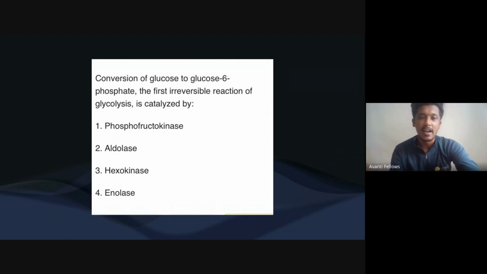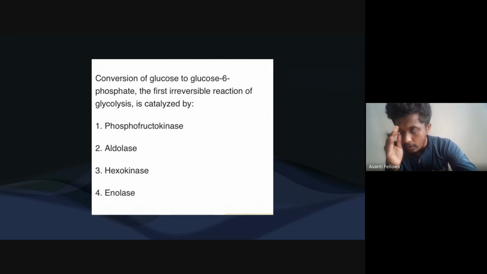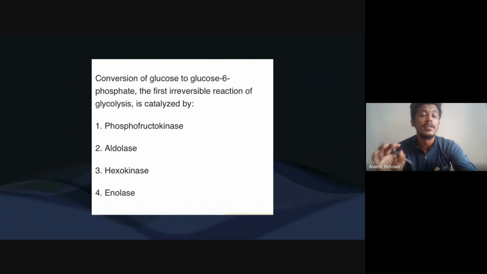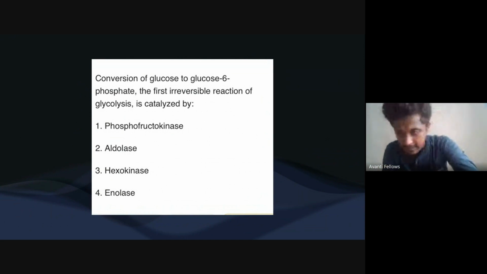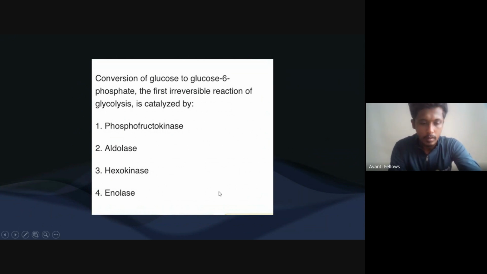Next one, conversion of glucose into glucose 6 phosphate, the first reversible reaction of glycolysis, is catalyzed by which enzyme? In the entire glycolysis process, one of the important enzymes is mentioned in your textbook. So let's see how many of you will get the right answer. Phosphofructokinase, aldolase, hexokinase, enolase. During the process of conversion of glucose into glucose 6 phosphate, which is an irreversible reaction, which enzyme catalyzes this reaction? So that's our question.